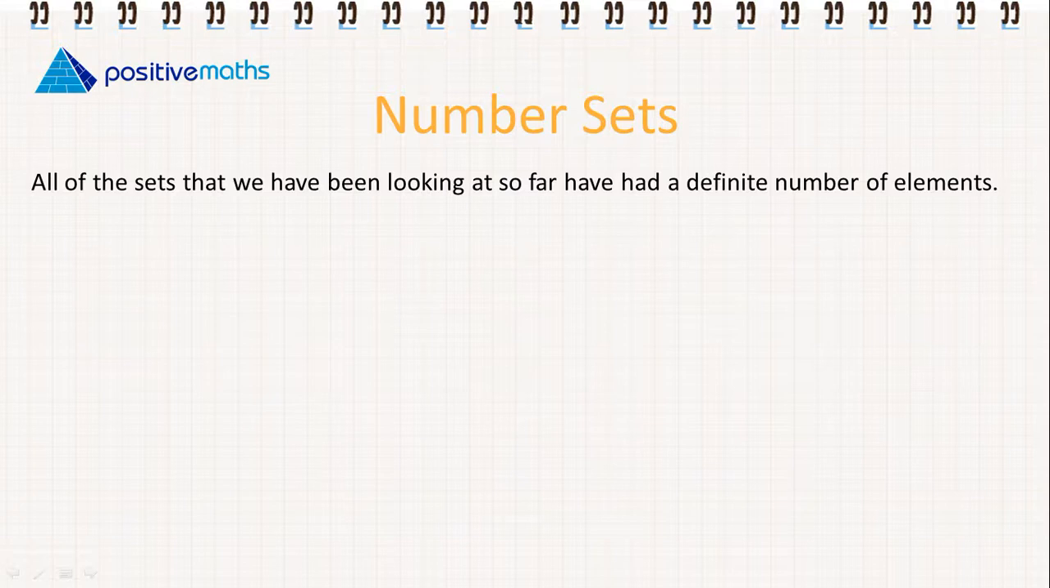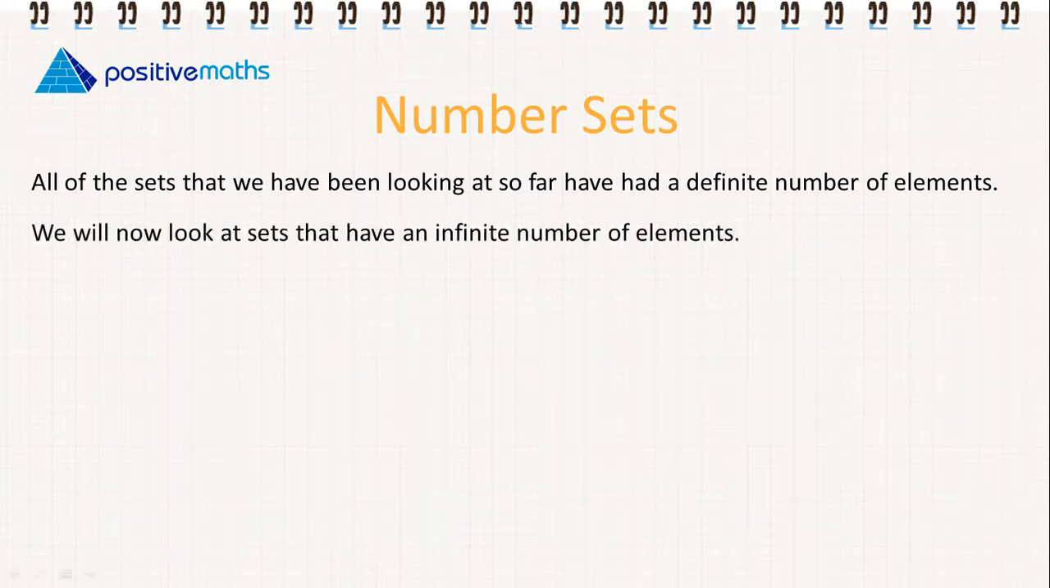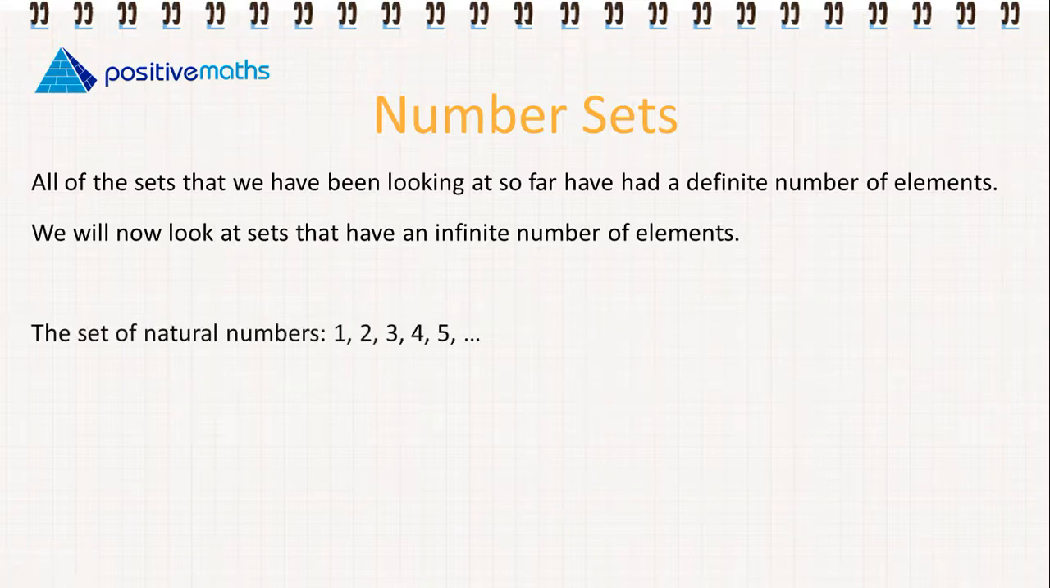All of the sets that we've been looking at so far have had a definite number of elements. So for example, when we were looking at the days of the week, that had 7 elements: Monday, Tuesday, Wednesday, Thursday, Friday, Saturday, and Sunday. We will now look at sets that have an infinite number of elements. So first of all, the set of natural numbers. This is a set because it does have well-defined elements, starting off with 1, 2, 3, 4, and 5, and continuing to infinity.